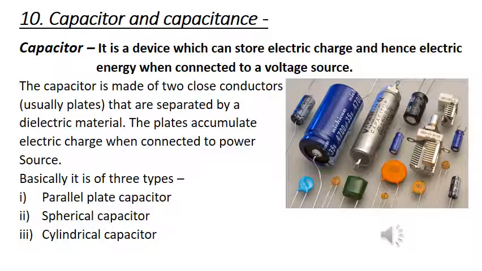On the basis of the shape of the conductor used, it is basically of three types. First is parallel plate capacitor. In this, conductors are of the shape of plates, and second is spherical capacitor. In spherical capacitor, the conductors are spherical in shape, and third is cylindrical capacitor. In this, the conductors used are cylindrical in shape.